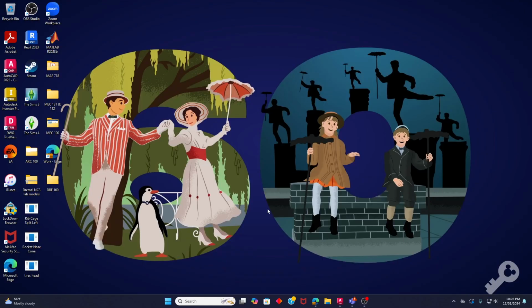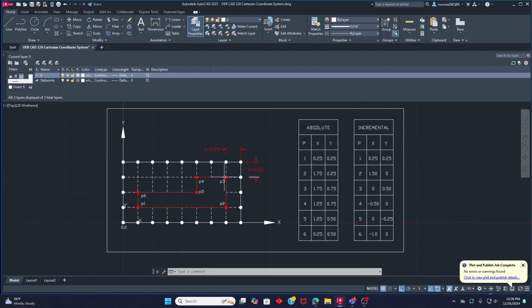Welcome back, students. I want to go over absolute and incremental coordinates with you. It is critical to have a good understanding of this before you can start writing CNC programs, because the coordinates is what controls your toolpath. You're going from one point to another, okay?